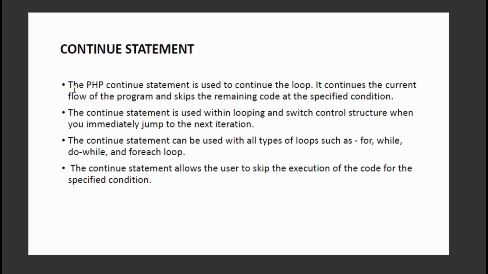Next is the continue statement. The PHP continue statement is used to continue the loop. It continues the current flow of the program and skips the remaining code at the specific condition. The continue statement is used within the looping and switch control structure when you want to immediately jump to the next iteration. The continue statement can be used with all types of loops such as for loop, while loop, do while loop, and foreach loop. The continue statement allows the user to skip the execution of the code for the specific condition.